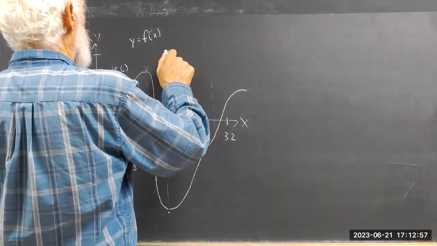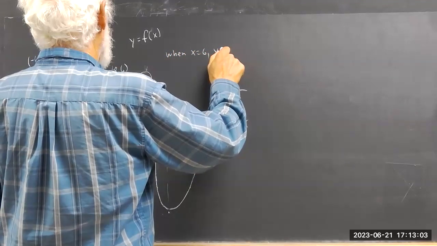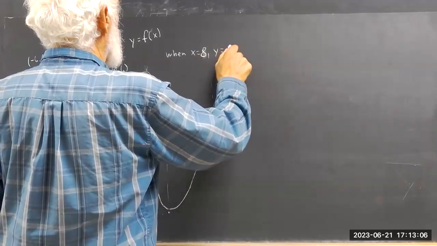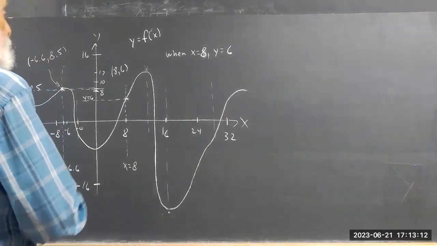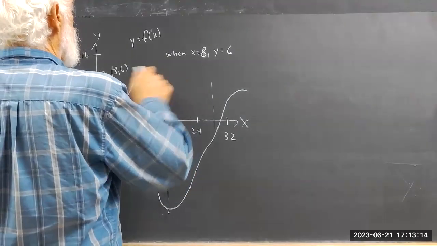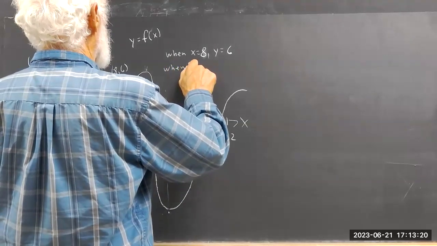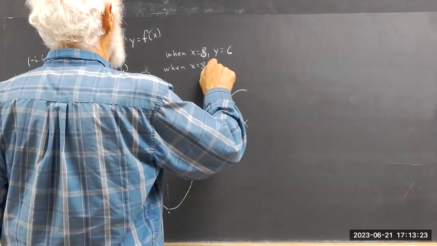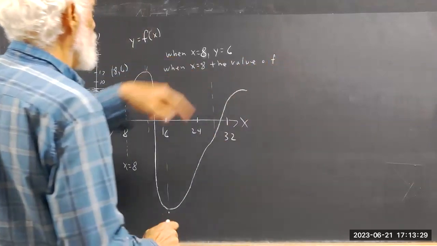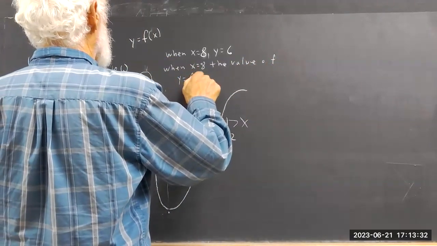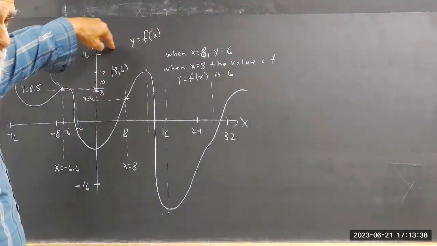But we say that when x equals 8, y equals 6. Another way of saying that, in a little more detail: when x equals 8, the value of y, which equals f of x, is 6, because our function is y equals f of x.